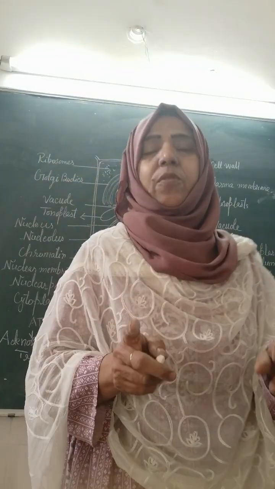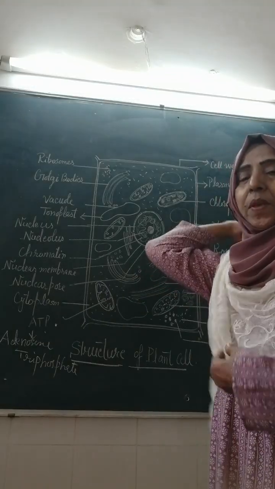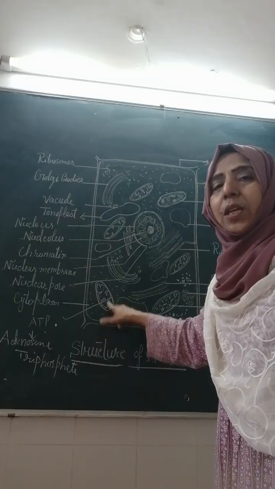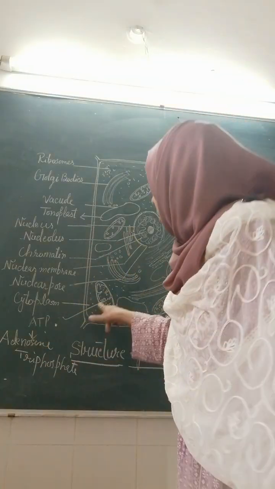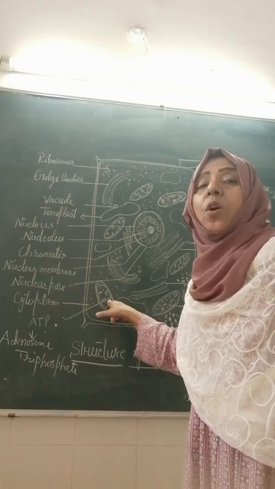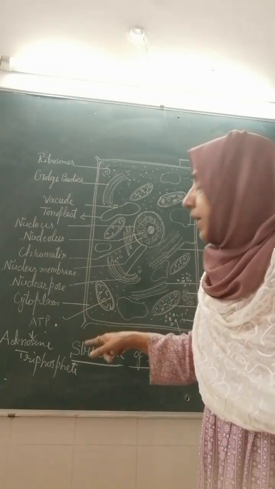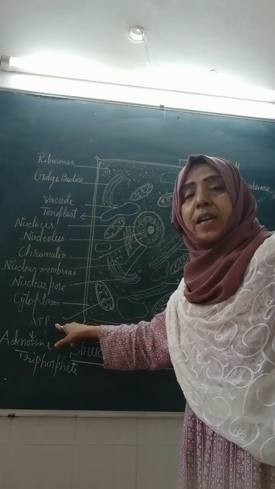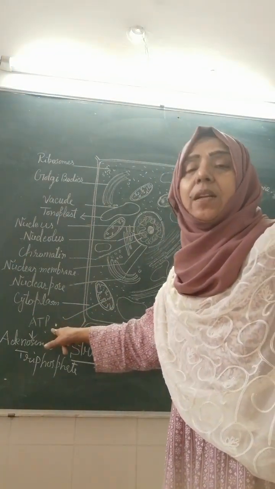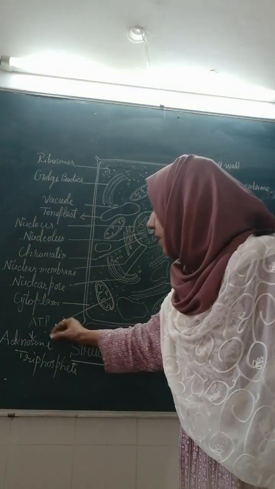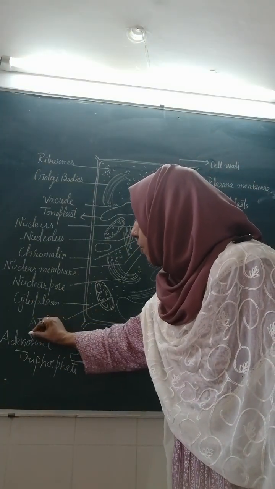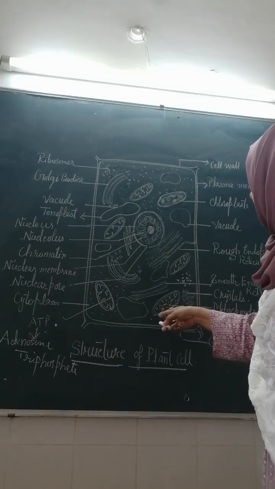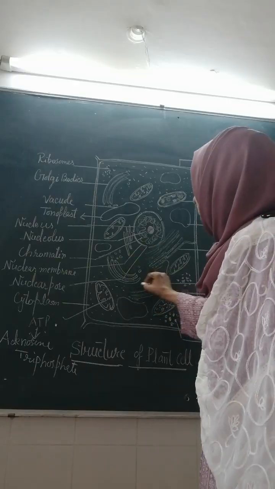So mitochondria is one of the most important cell organelles, which is double membrane in structure, and the outer membrane is smooth, while the inner membrane has finger-like structures called cristae. They help in oxidation of food, which mainly helps in production of energy in the form of energy packets, that is ATP, and the full form of ATP is adenosine triphosphate.